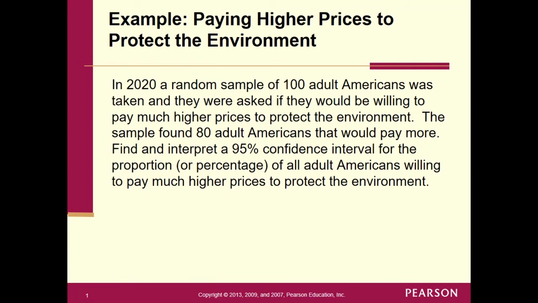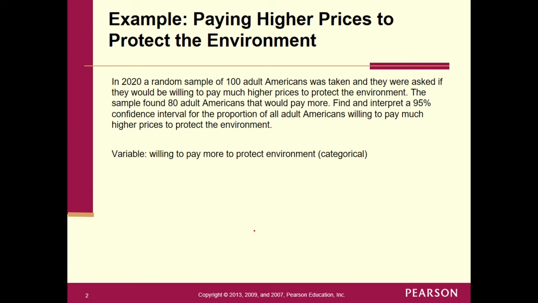In 2020, a random sample of 100 adult Americans was taken. They were asked if they would be willing to pay much higher prices to protect the environment. The sample found 80 adult Americans that would pay more. Find and interpret a 95% confidence interval for the proportion, or we could have said percentage, of all adult Americans willing to pay much higher prices to protect the environment. So you could have said either one, percentage or proportion. So clearly, it states in the problem, find and interpret a 95% confidence interval for some sort of percentage or proportion.